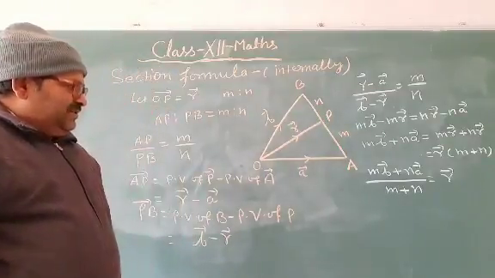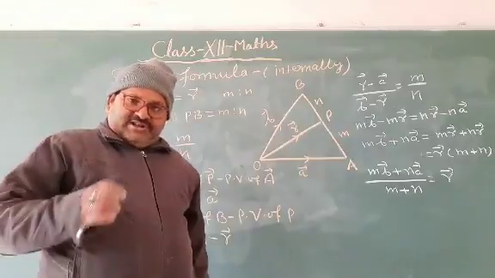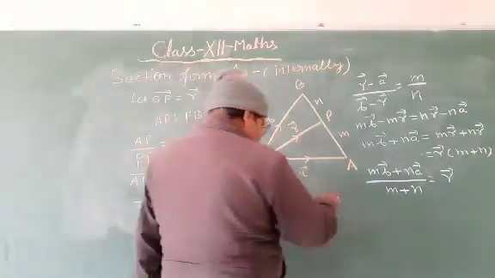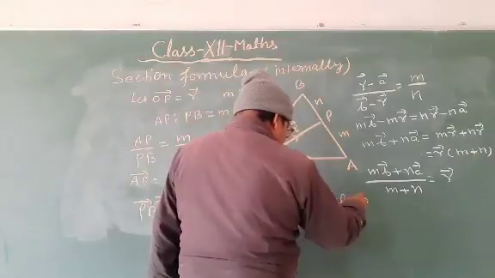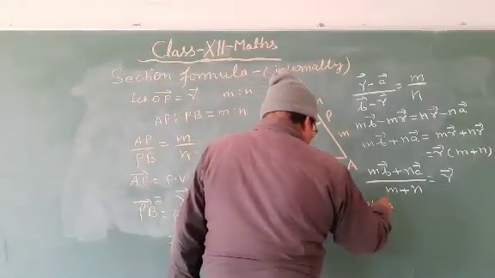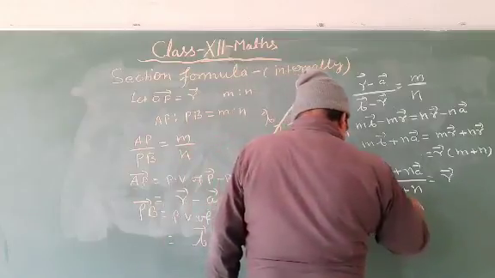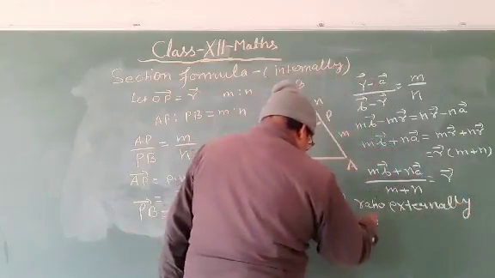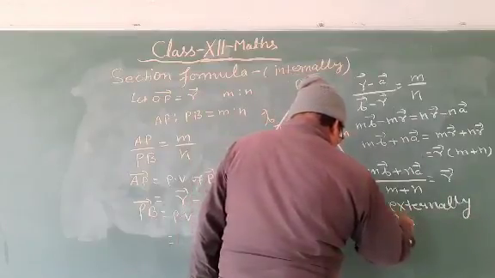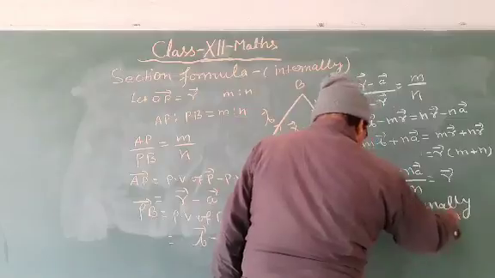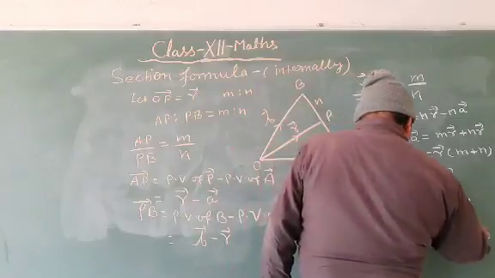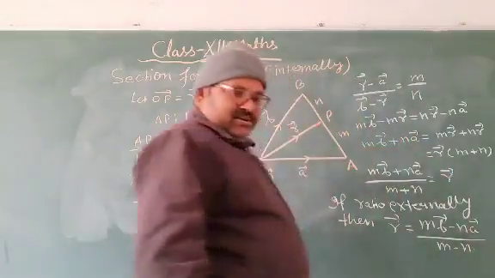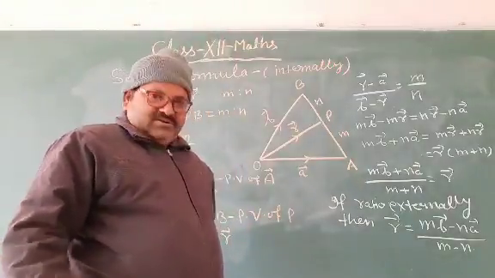If the point P divides the vector AB in the ratio m to n externally, then vector R equals (m vector B minus n vector A) upon (m minus n). Clear? Okay, thank you.